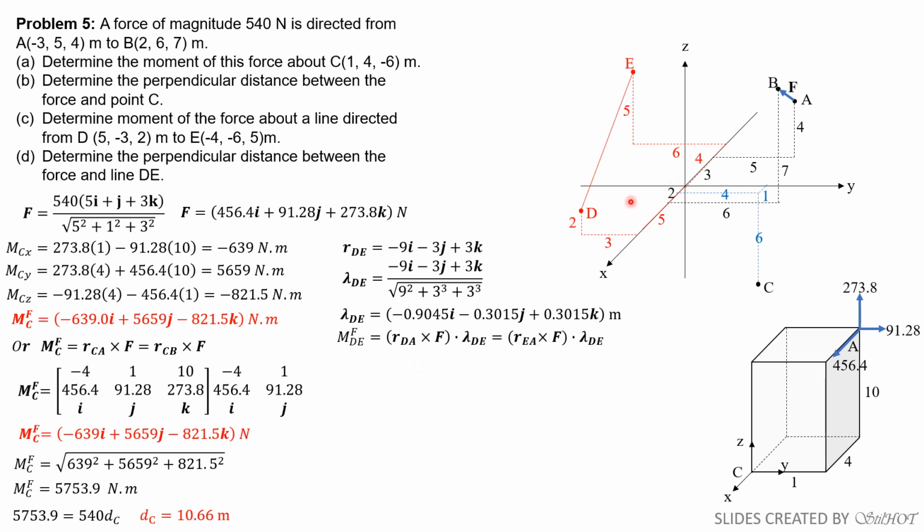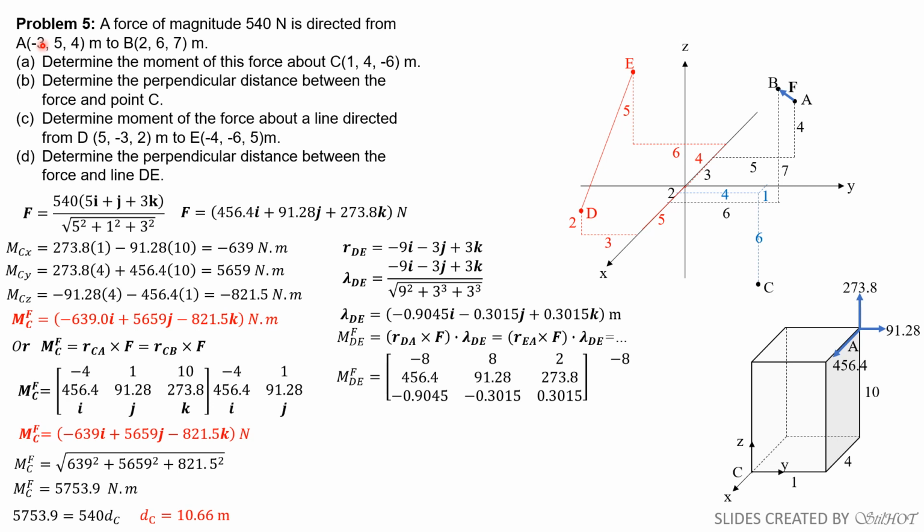It is also equal to REA cross the force, then dot lambda of DE, and so on and so forth. It is also equal to RDB cross the force, then dot lambda of DE, or REB cross the force, then dot lambda of DE. So I'll just present RDA cross F dot lambda of DE, where RDA is A minus D, coordinates of A minus D.